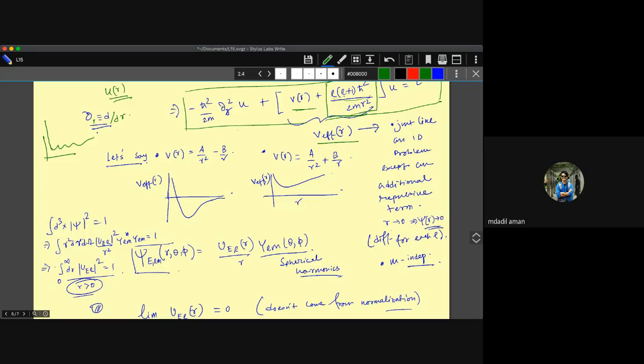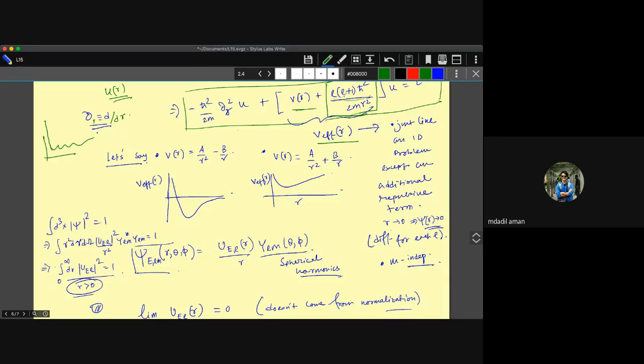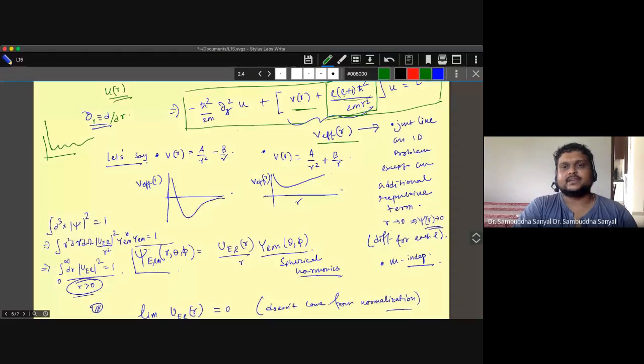Sir, excuse me, sir. The second graph that you drew, of V(r) equals A by r square plus B by r, will that rise after having the lowest point? Will that rise up, or will it go asymptotic as r goes to infinity? What happens as r goes to infinity? At r going to infinity, this term will dominate, right?